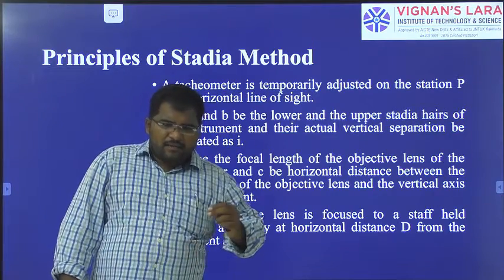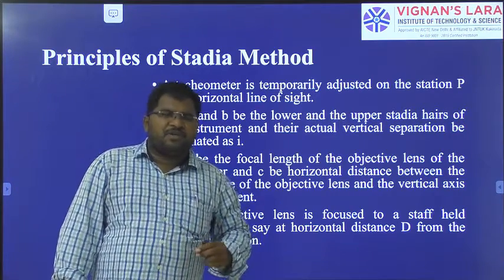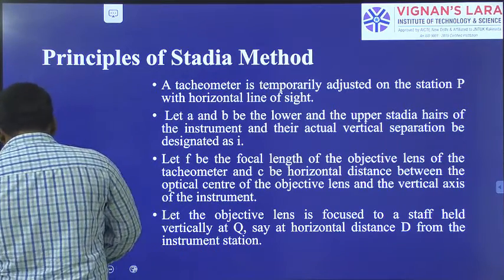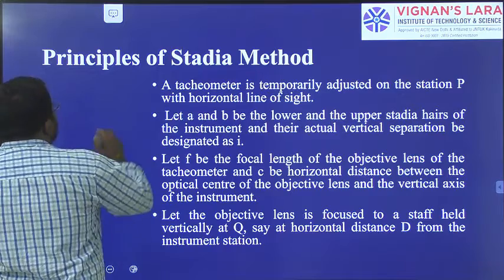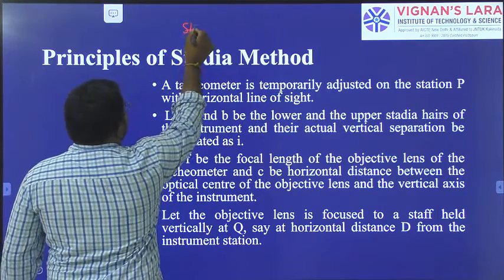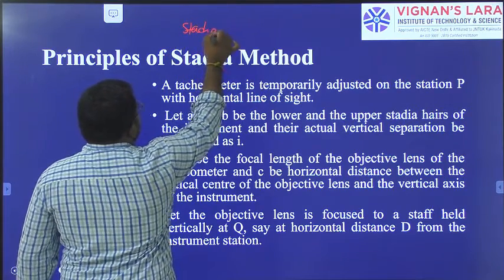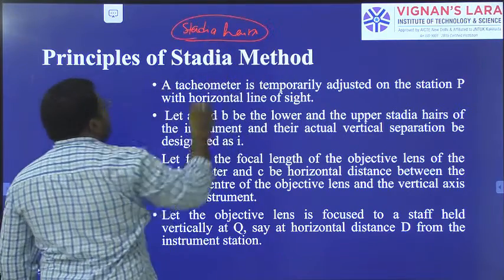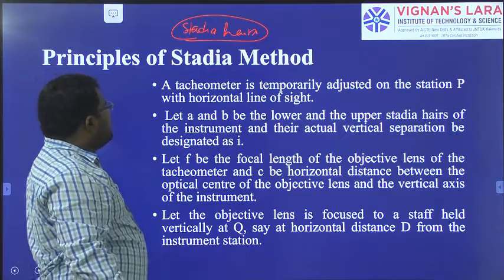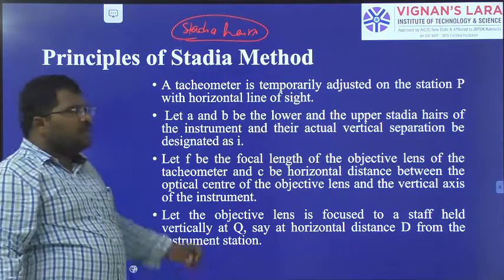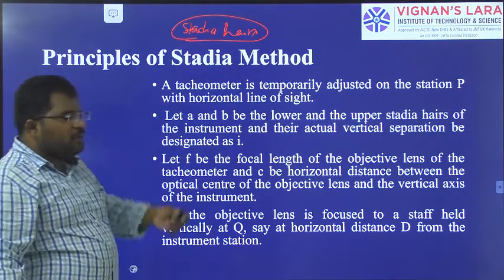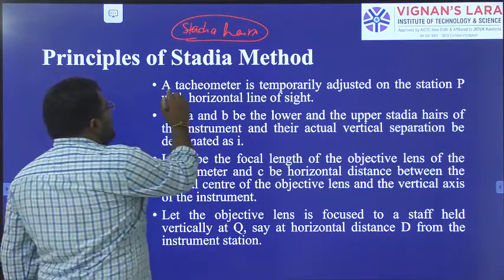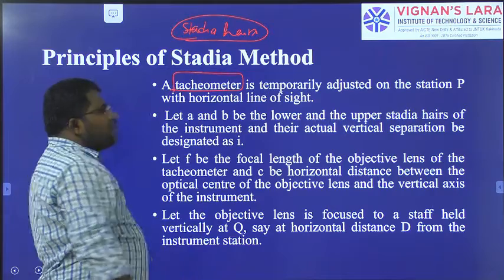It is a special type of theodolite, but it is fitted with a special type of cross hairs called stadia hairs, which are placed over the cross hairs. That type of theodolite is called a tacheometer.